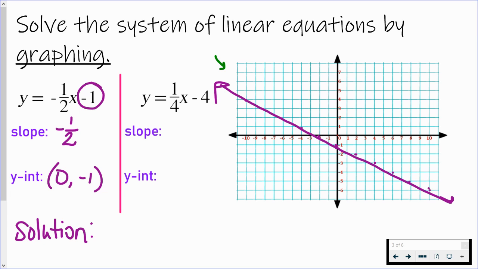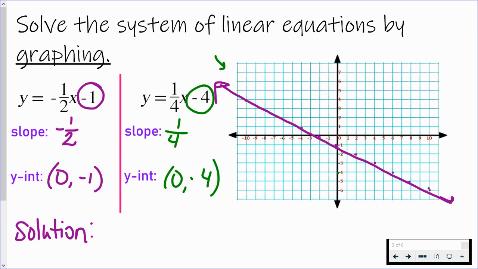Y equals 1/4 x minus 4. So my slope is 1/4. My y-intercept is 0, -4. So I'm going to start at -4. That's my starting point always. I'm going to circle my y-intercept so I know that's where I start.